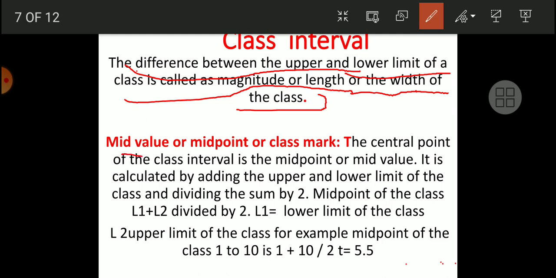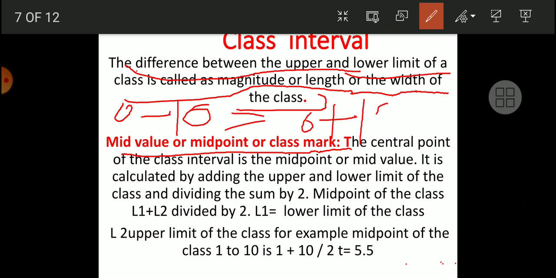Now mid value or midpoint or class mark, how are we going to calculate that? Suppose we have one class, that is 0 to 10, and we want to take out the middle value of that. 0 plus 10 is equal to 10, divided by 2, that is equal to 5, isn't it? So mid value is nothing but the middle value, the central point of the class interval.